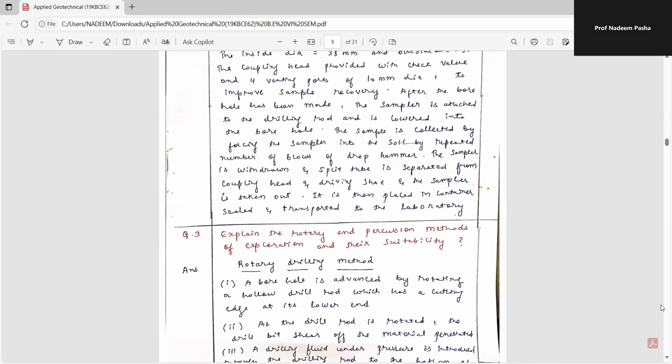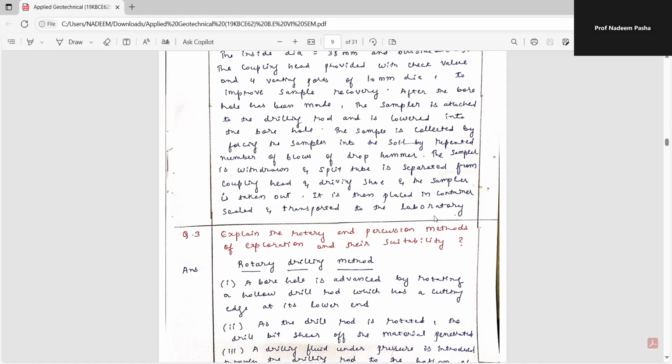to improve sample recovery. After the borehole has been made, the sampler is attached to the drilling rod and is lowered into the borehole. The sample is collected by forcing the sampler into the soil by repeated blows of a drop hammer. The sampler is withdrawn and the split tube is separated from the coupling head and driving shoe, and the sample is taken out. It is then placed in a container, sealed and transported to the laboratory.